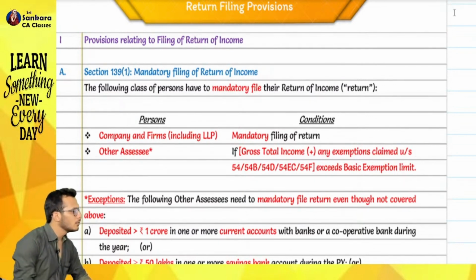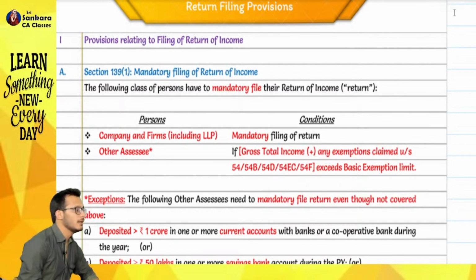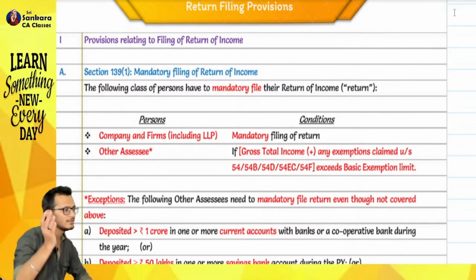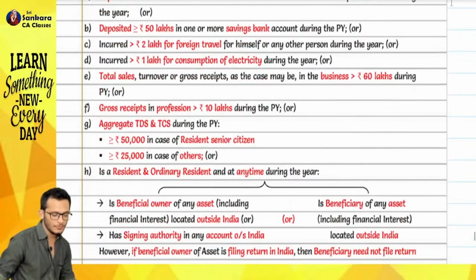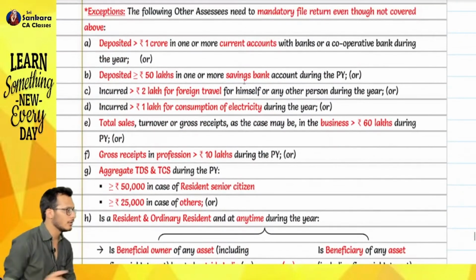Rahul, I have no gross total income in the current year, or it is less than the 2,50,000 limit or 3 lakh or 5 lakh limit. Should I file my return? Yes, in certain scenarios. There are certain scenarios where they have said you must mandatorily file your return of income.